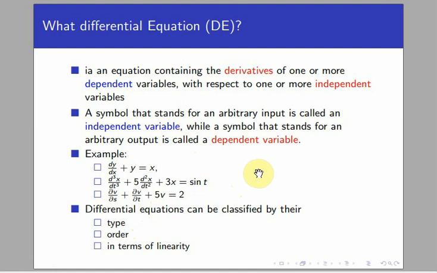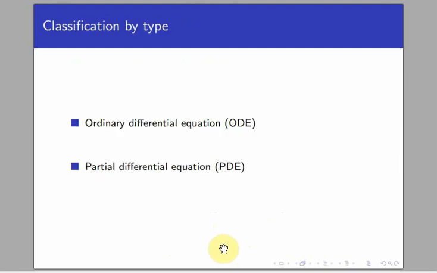Differential equation jechuun equation ta'eetiin which contains the derivative of one or more dependent variable with respect to one or more independent variable. Equation akkasii sun maalidha? Differential equation jennaani jechuudha. Differential equation can be classified by their type, order, and in terms of linearity. Let us see all of them one by one.